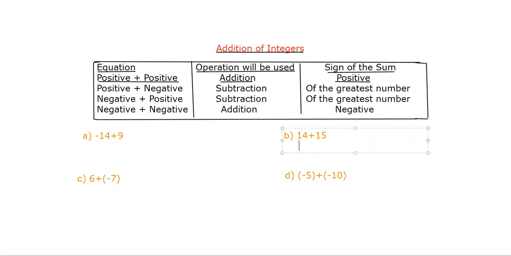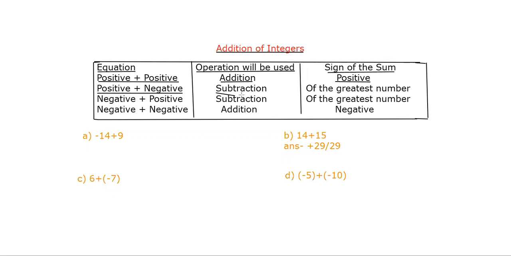So when we have 14 plus 15, we need to add 14 to 15. So I will do here 14 plus 15 is 29. And as the operation is addition, we have performed addition here. Then as the sign of the sum will be positive, the answer is plus 29, or you can even write 29 because the plus sign doesn't matter over here. So the answer is 29.